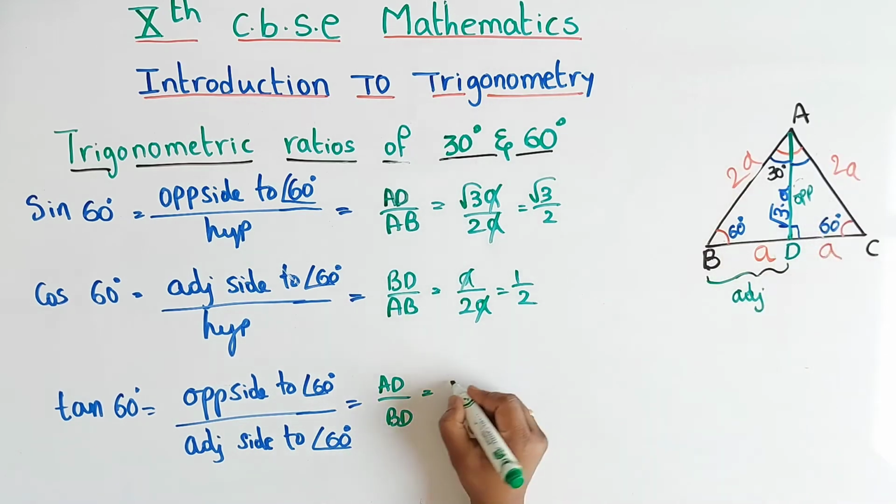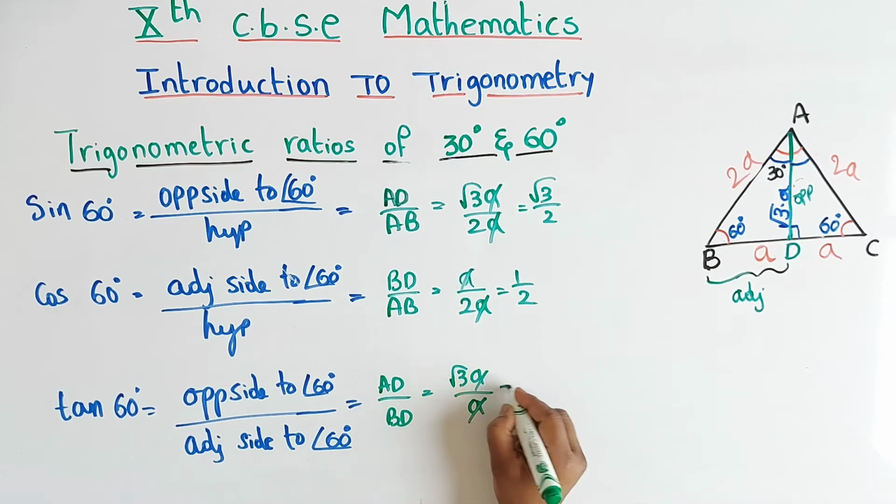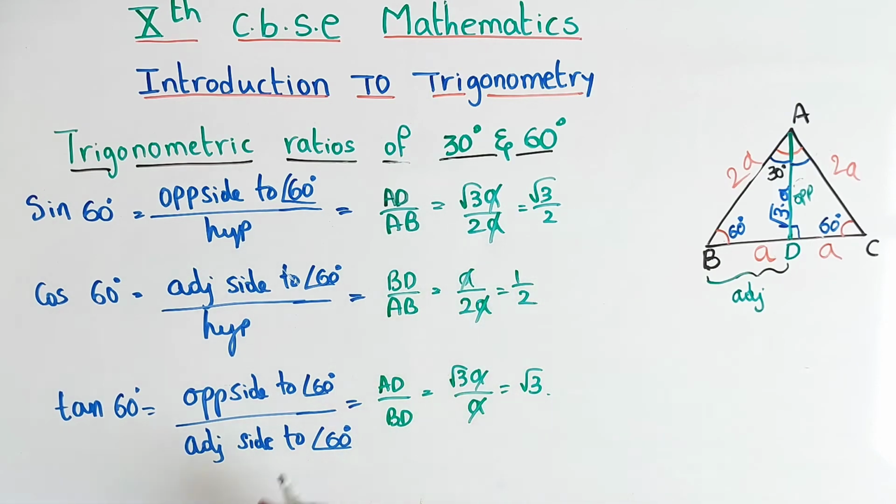So AD value is root 3A divided by BD value, which is A. A will get cancelled, giving root 3. Now we know the sin 60, cos 60, tan 60 values. We can easily find cosecant, secant, and cot 60.